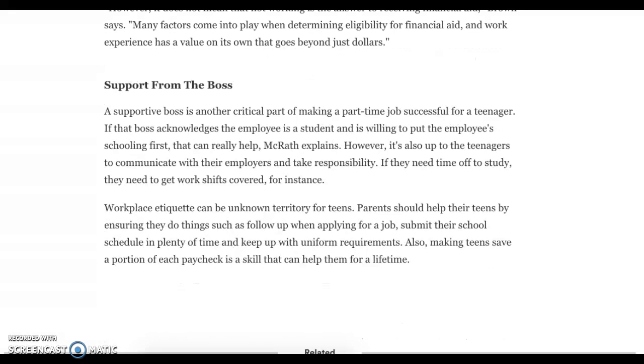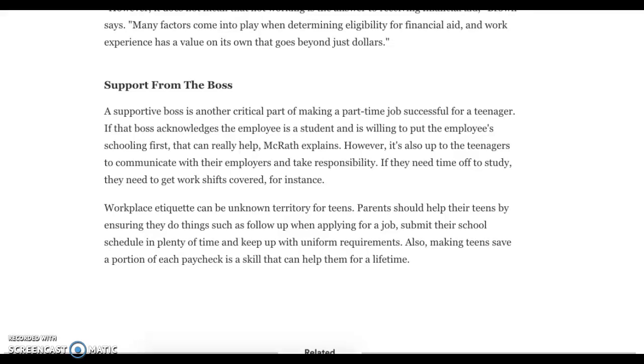And our final heading: Support from the boss. A supportive boss is another critical part of making a part-time job successful for a teenager. If that boss acknowledges the employee as a student and is willing to put the employee's schooling first, that can really help, McGrath explains. However, it's also up to the teenagers to communicate with their employers and take responsibility. If they need time off to study, they need to get work shifts covered, for instance.